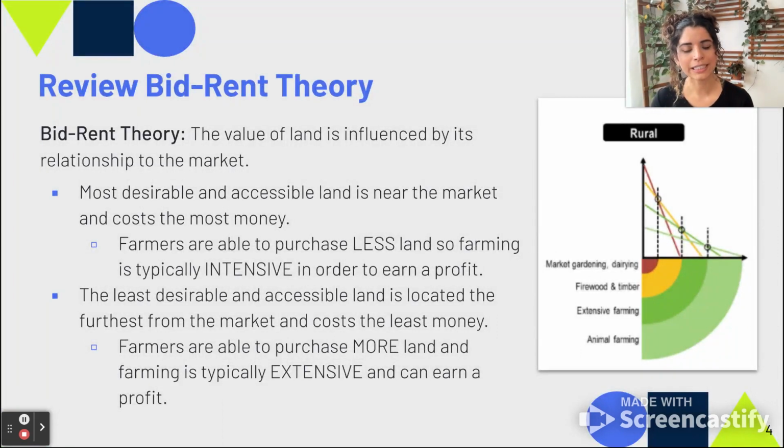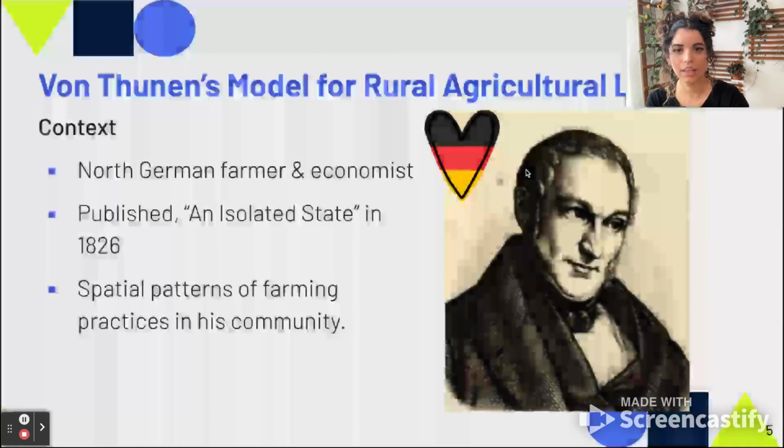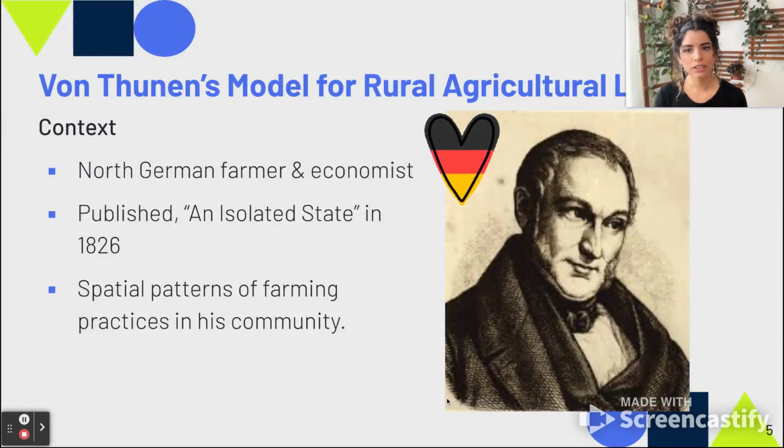So bid rent theory, this is the idea that the value of land is influenced by its relationship to the market, or its distance to the market. Typically, we see land further away is less expensive, so we see more extensive farming practices there. Land that's closer to the market or city centers is more expensive, so those tend to be more intensive types of farming practices. So a little bit of context on von Thunen's model for rural agricultural land use.